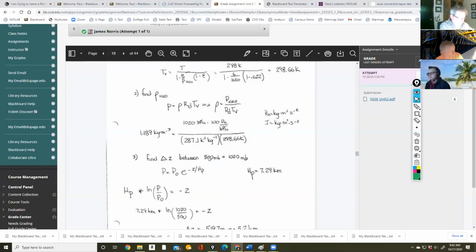You need 1,020 divided by 500, and then you need to take the natural log of that, which is 2.04. 0.7129. Right. 5.3 divided by 0.7129 is 7.43. So that's what your H should be.